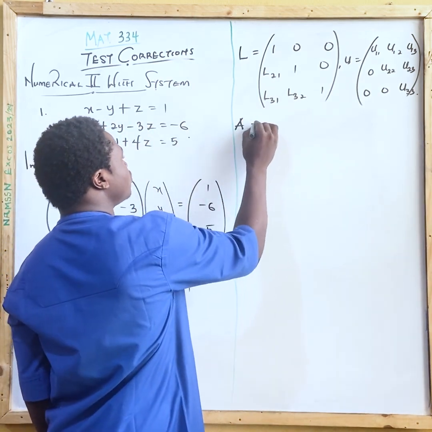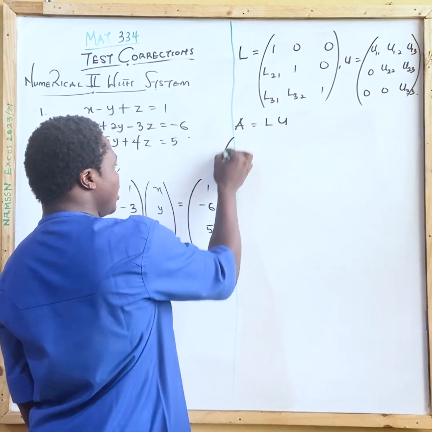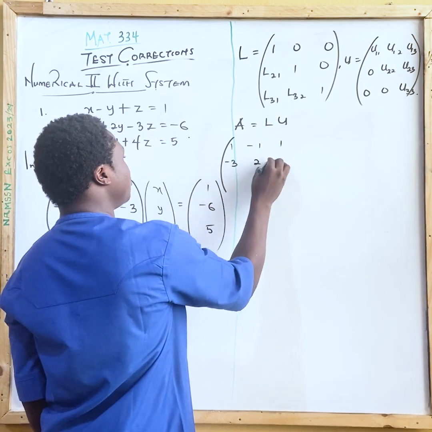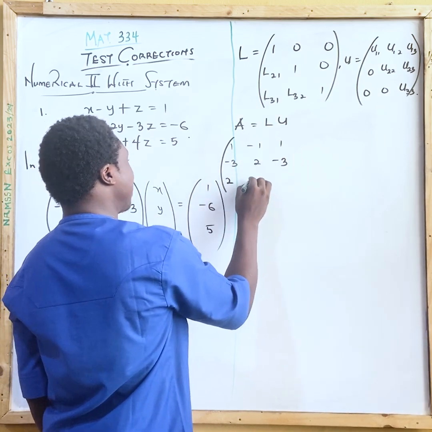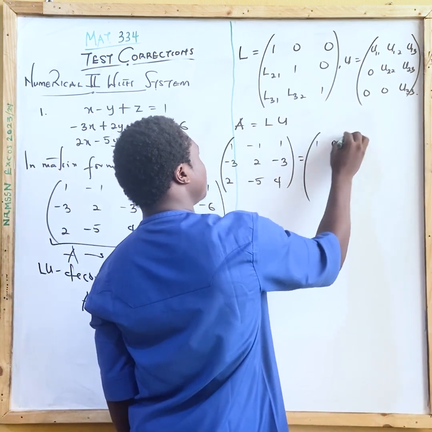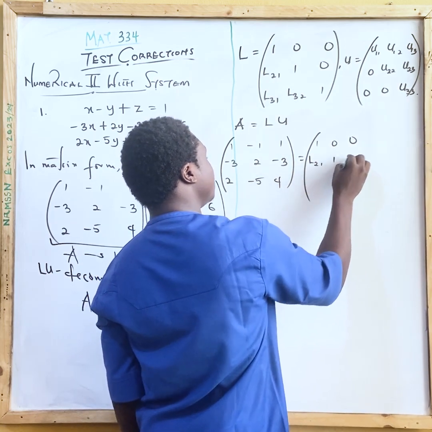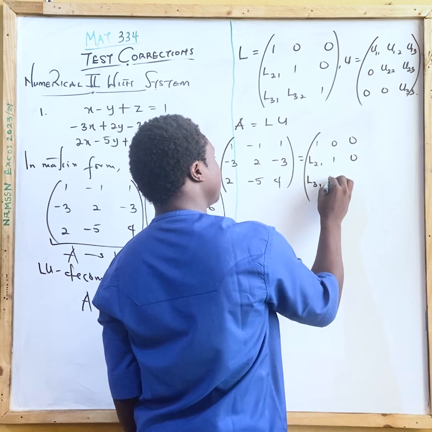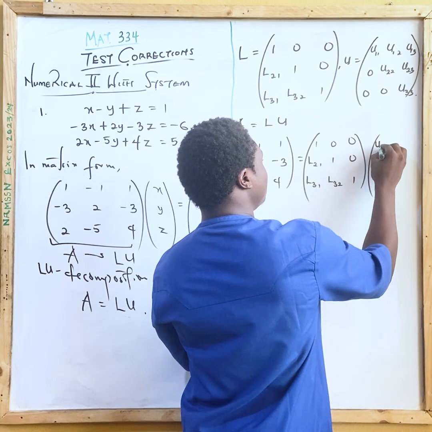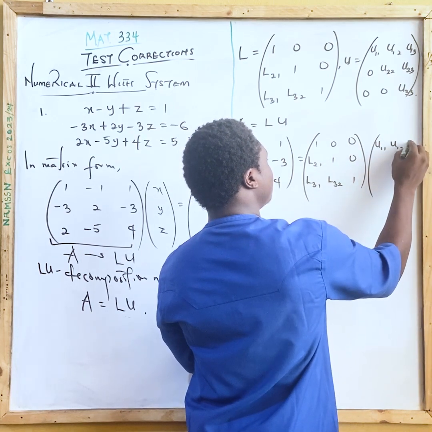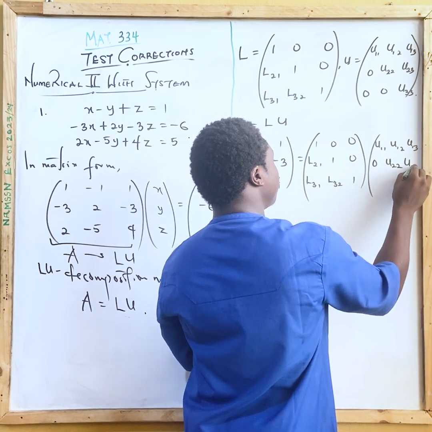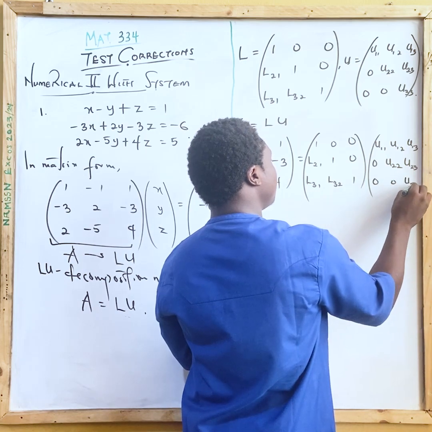So if A equals LU, then our A, which is 1 minus 1 1, minus 3 2 minus 3, 2 minus 5 4, should be equal to 1 0 0, L21 1 0, L31 L32 1, times U11, U12, U13, 0, U22, U23, 0 0 U33.